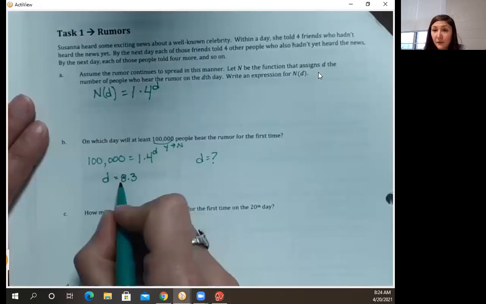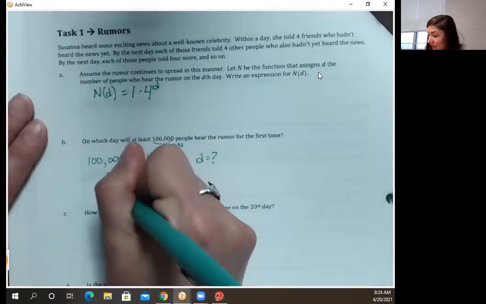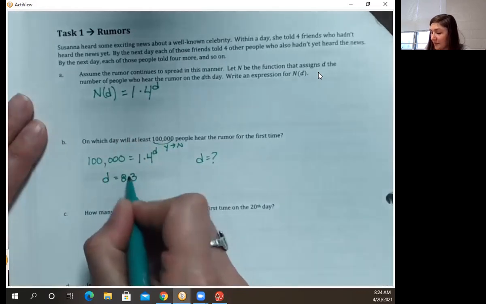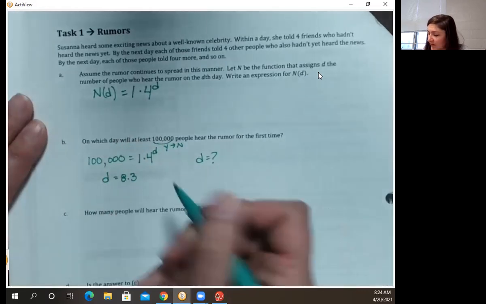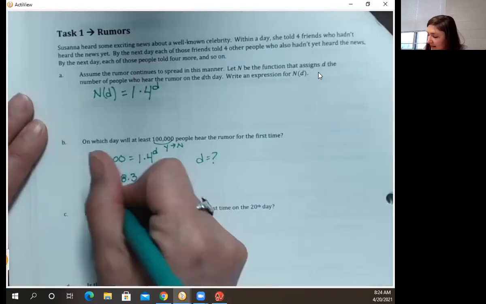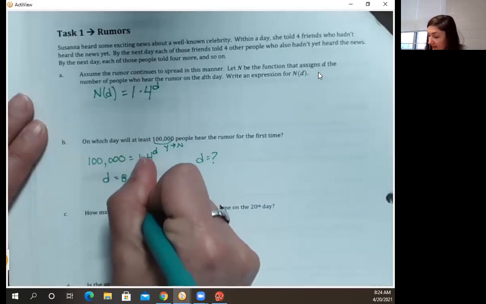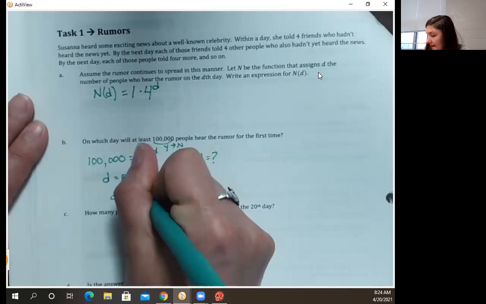So partway through the 8th day, or 8 and some into the 9th day, I guess we should say. We've got the whole 8th day there into the 9th day. So I'm going to say approximately 9 days.